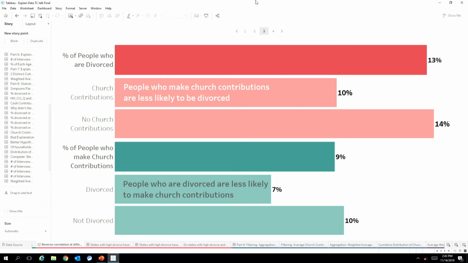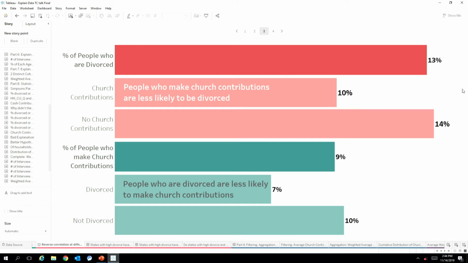And so here we're looking at the conditional probabilities versus the baseline. So your baseline of divorced people is 13%. But then of the group of people who make church contributions, only 10% are divorced. And so that tells you that people who make church contributions are less likely to be divorced, which is much more in line with what you would expect.